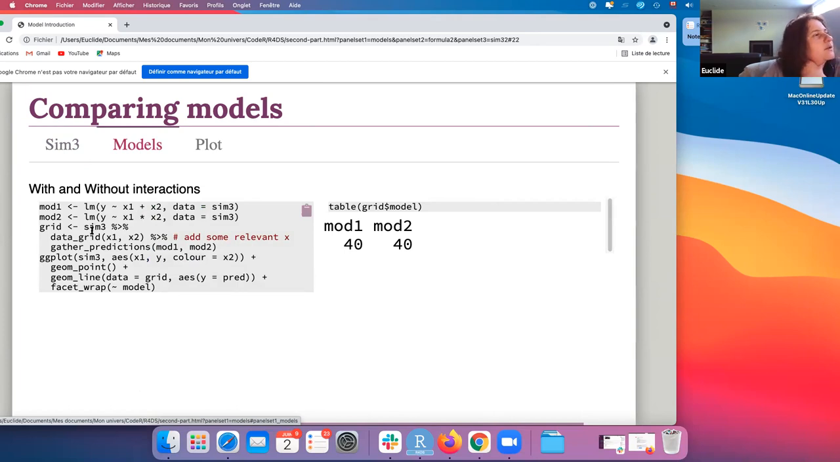And just some code. So now we put the grid. The grid is when we use data_grid. So we add all the relevant x1 and x2. And after we gather the predictions that we can do for model one and model two. And then we are going to plot this grid and we are going to use facet_wrap. What is interesting mostly is that in case you want to review ggplot, just go back to this part of the chapter because you could relearn how to plot by model. Because now in the grid we have added the two models together, model one and model two.